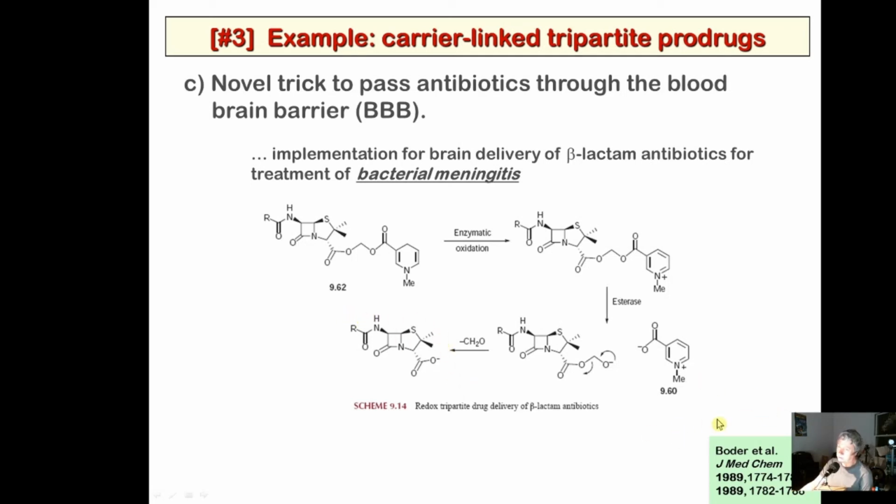Anyway, so Boder, he did a couple papers. The full references are in the PDF file. They're J Med Chem 1989, 1774, and 1782. And you can read about this more if you're interested in it, this prodrug strategy for crossing the blood-brain barrier.